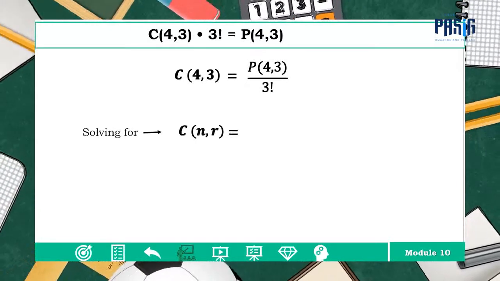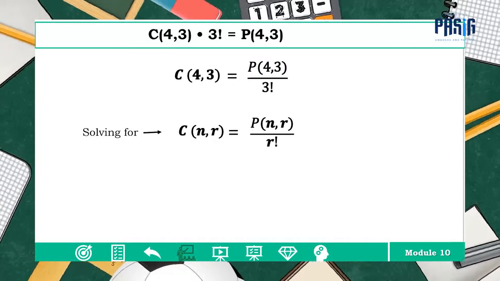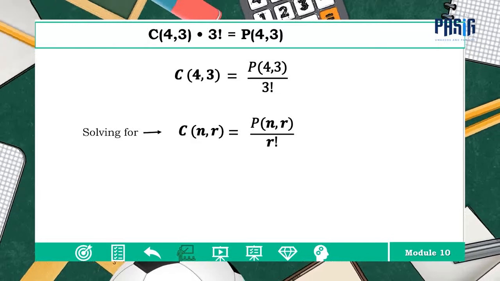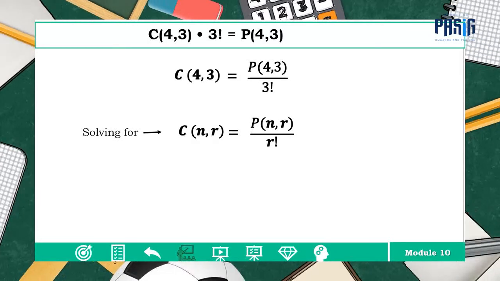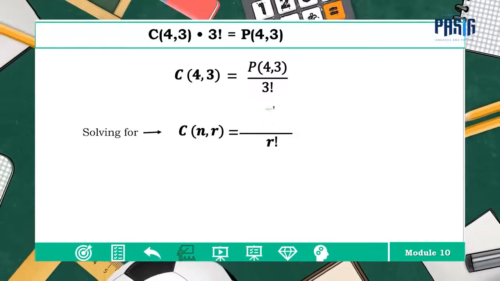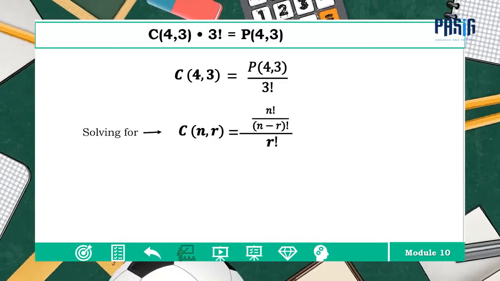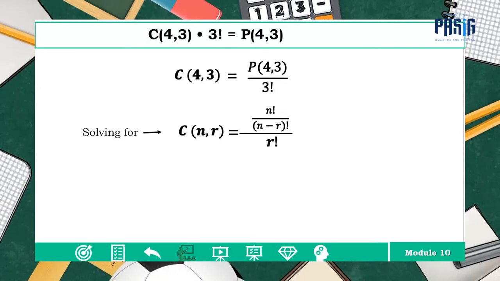Solving for the combination of n taken r at a time is equal to the permutation of n taken r at a time divided by r factorial. We all know that the permutation of n taken r at a time is equal to n factorial divided by the quantity of n minus r factorial.